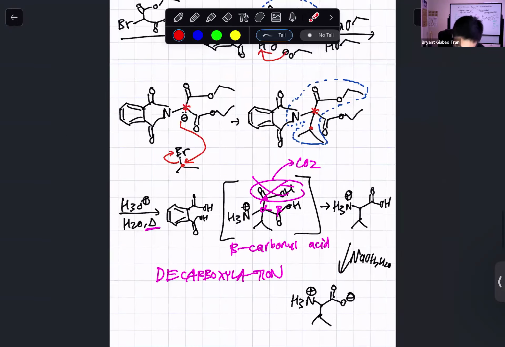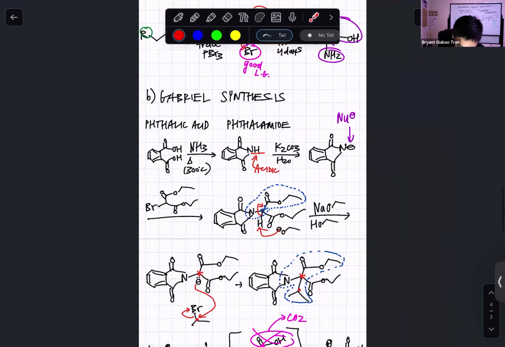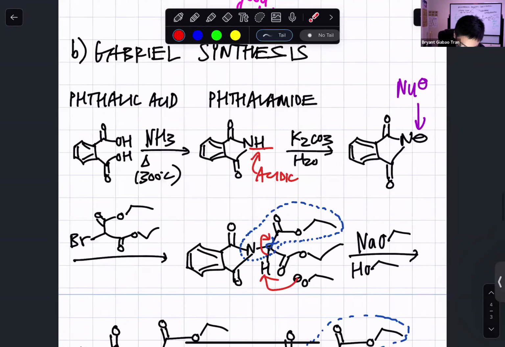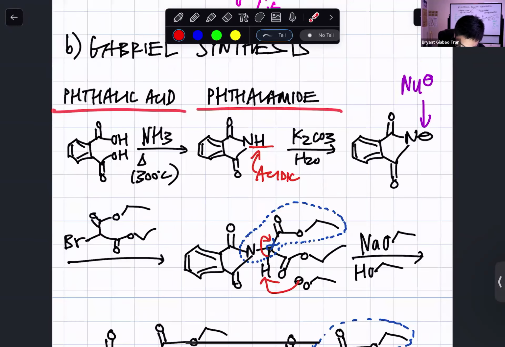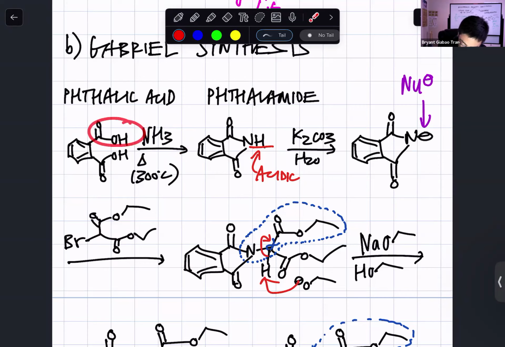Okay. So to recap this whole Gabriel synthesis, to create the amino acid, you can start with the phthalic acid or phthalimide, depending on what the problem gives you. Let's say we start with the phthalic acid. We convert that phthalic acid to phthalimide by forming an amide, right? Chapter 19 reaction, we have carboxylic acids here. React that with an amine with high heat, form the amide here.